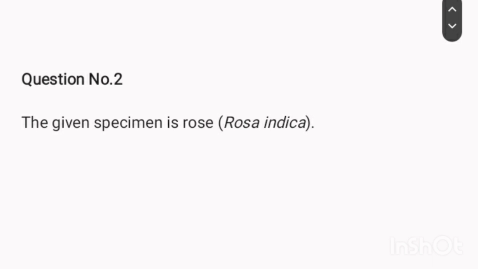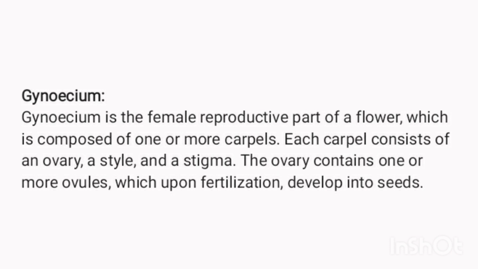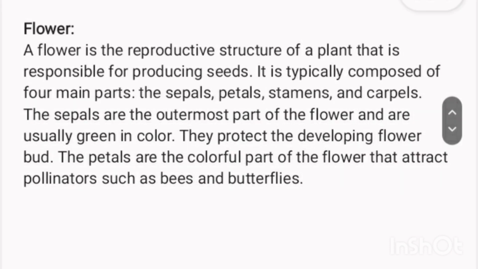Question number 2. The given specimen is rose. Gynoecium. Gynoecium is the female reproductive part of a flower, which is composed of one or more carpels. Each carpel consists of an ovary, a style, and a stigma. The ovary contains one or more ovules, which upon fertilization, develop into seeds.